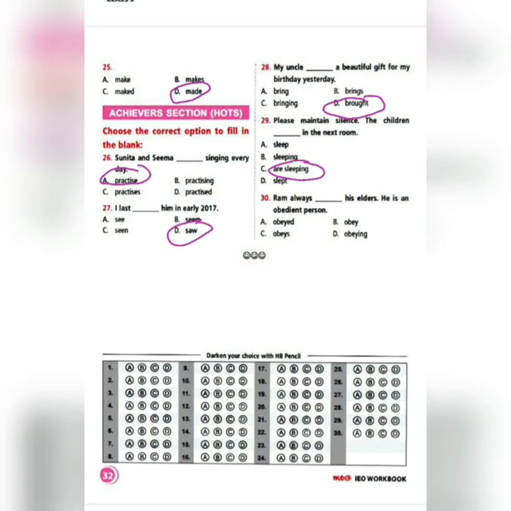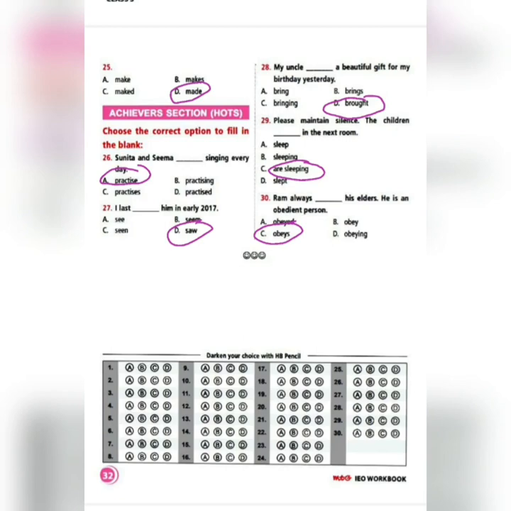The last one, Ram always obeys. Because it is always, so it will go with the S word. Okay, that is where you will see that S is written, means the simple present tense, because it is always true. He does this always.